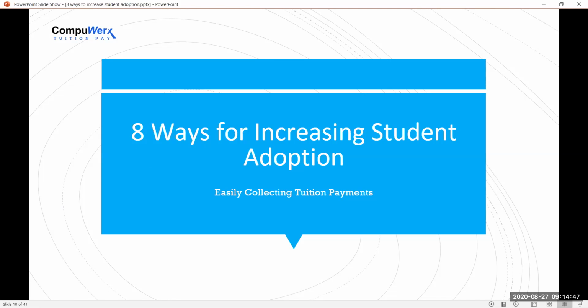Okay, let's talk about the 8 ways to increase student adoption. It makes the tuition payment collection process much easier.